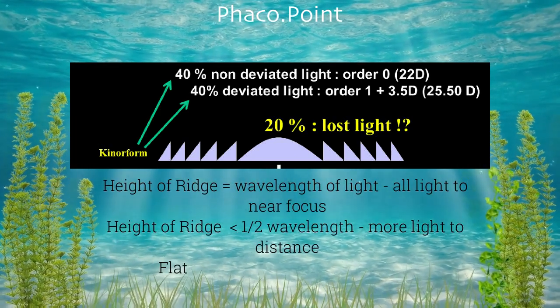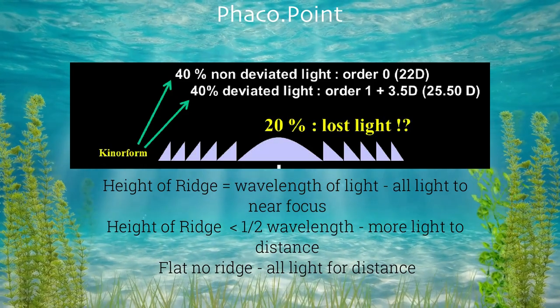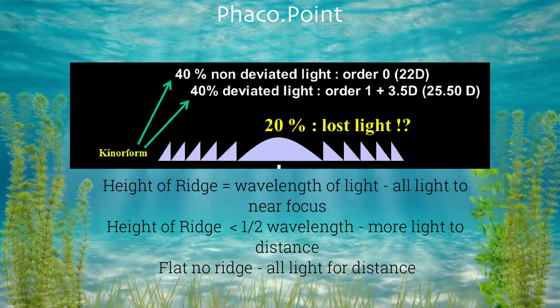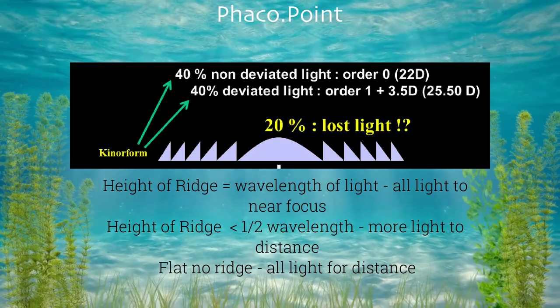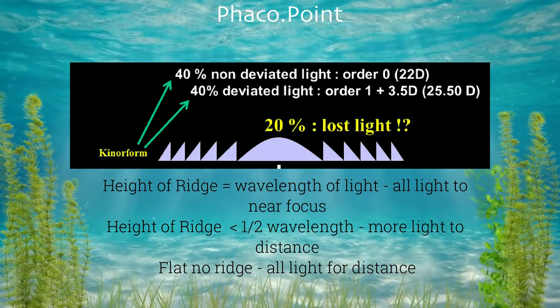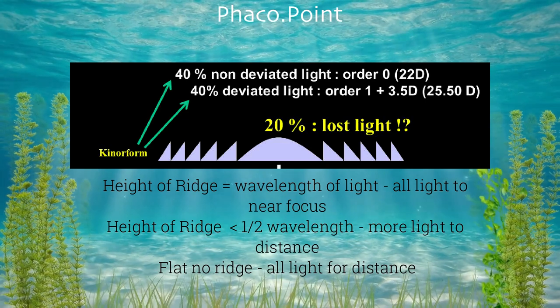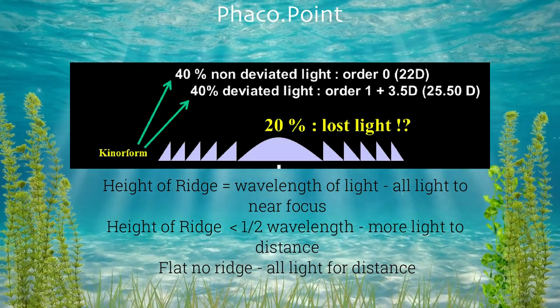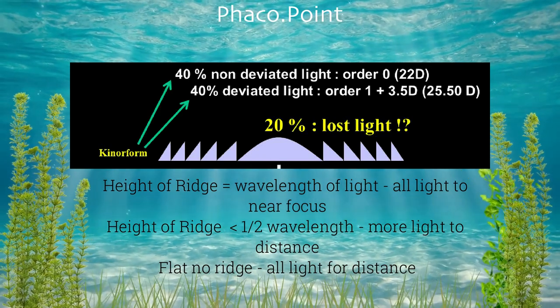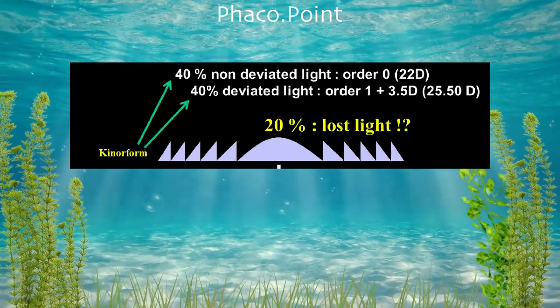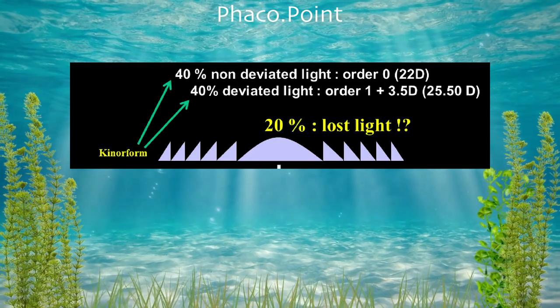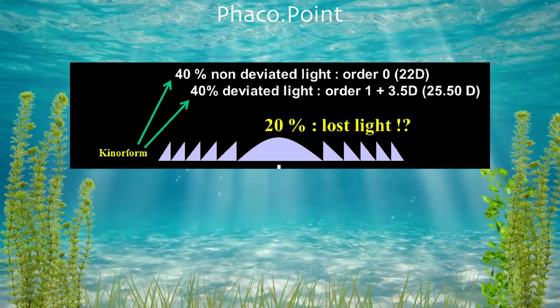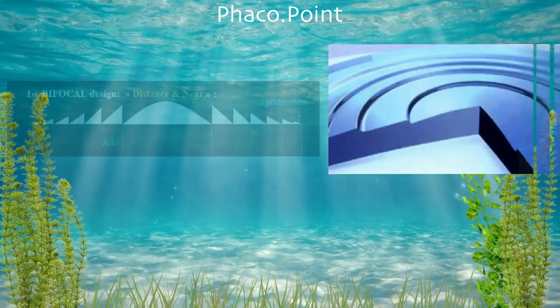Now, if you increase the height of the diffractive ridges, then more light will be directed towards the near. For instance, if it is at one wavelength, almost all the light energy will go towards the near point. And if the height of the ridges is decreased, then there will be more light energy that is directed towards a distant focus. And if you reduce it to almost keeping it flat, then almost all light will go for distance.